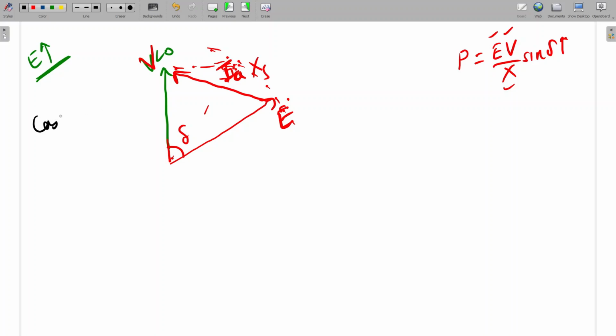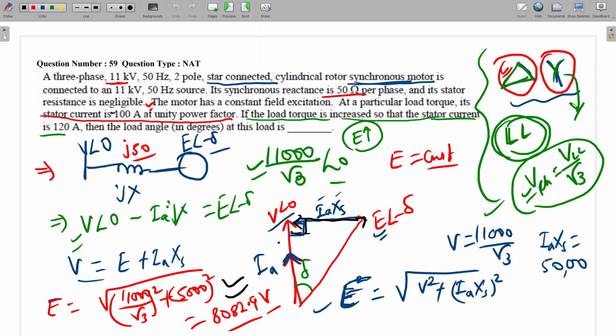Case 2. IA will be 120 ampere. Case 2, we are increasing the load. Yes, you can ask.